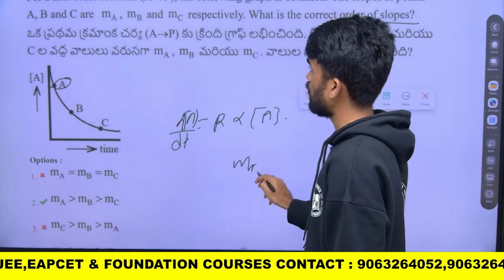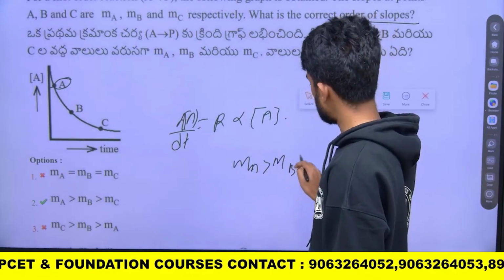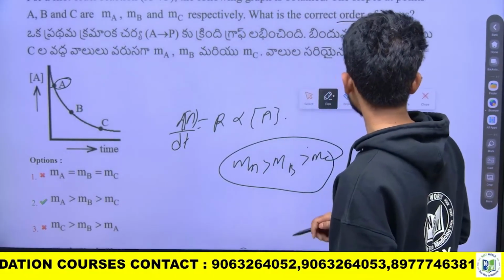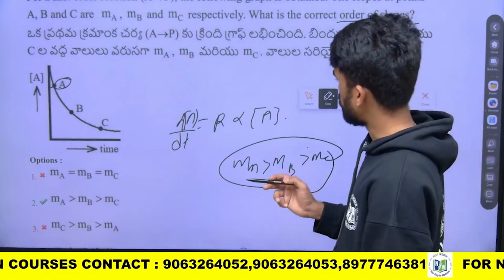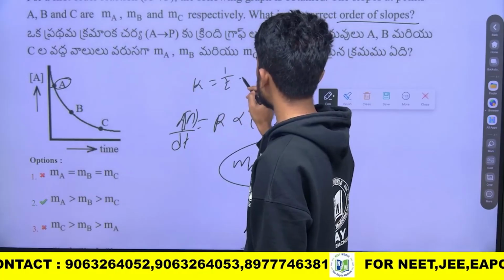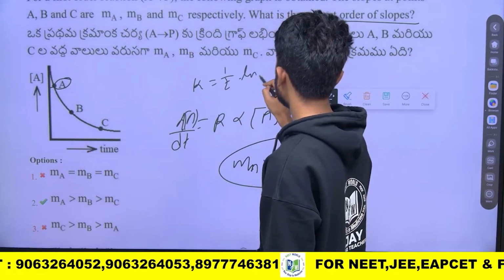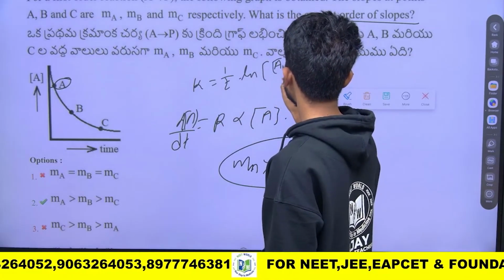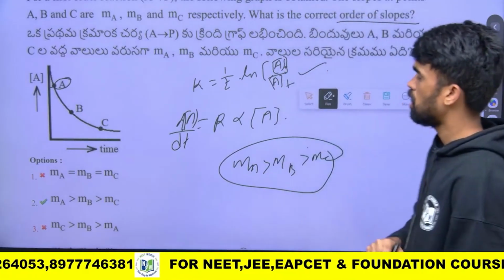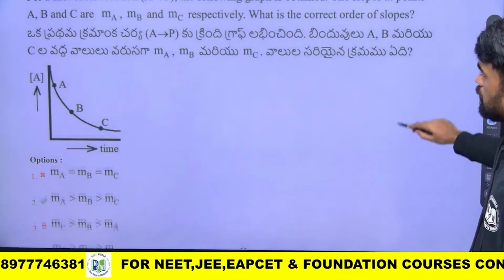So MA is greater than MB greater than MC. You can directly understand it from the formula. What is the integral equation we have? From that also you can explain: k equals 1 by t ln A naught by A t, the concentration at time t. So from this you can answer this question. Okay, then let's move further.